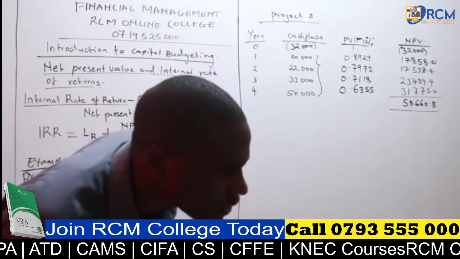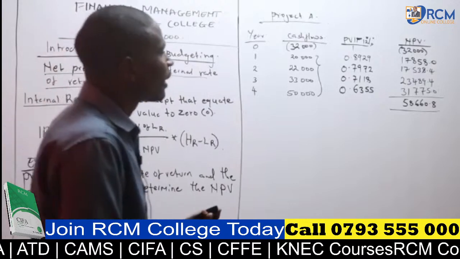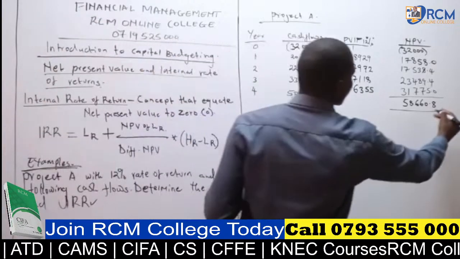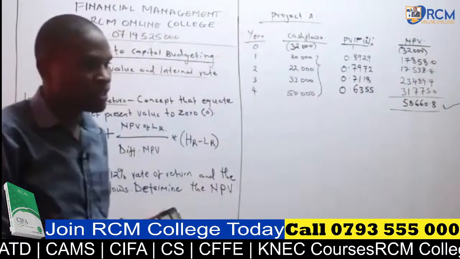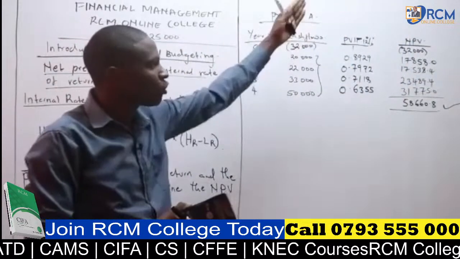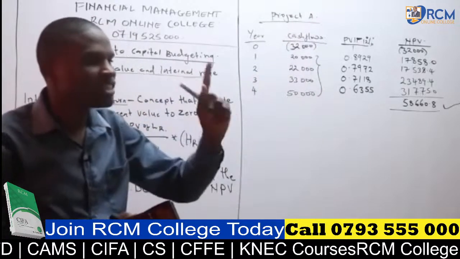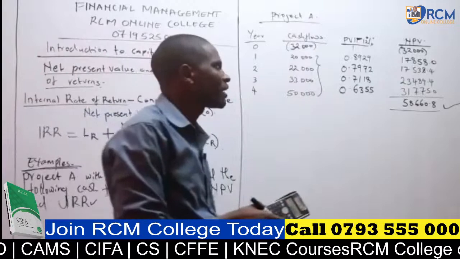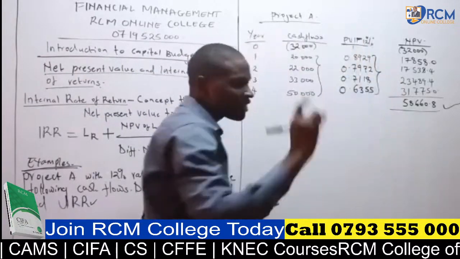9660.8 or 58660.8. Now our NPV is this. Remember here, my heading is NPV. I've now done the summation of that. 9660.8 is your present value, the present value for year one up to year 4. That is the present value.